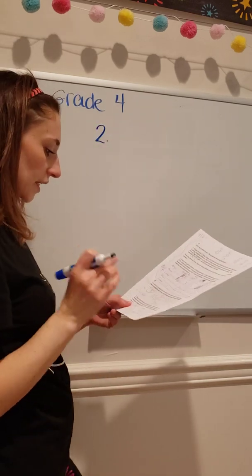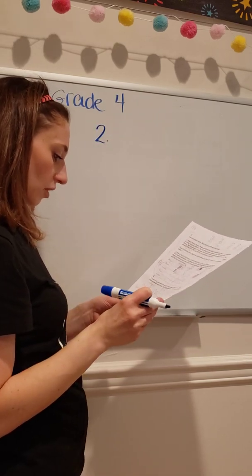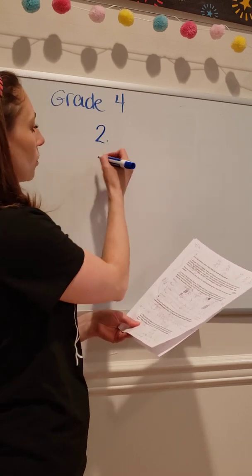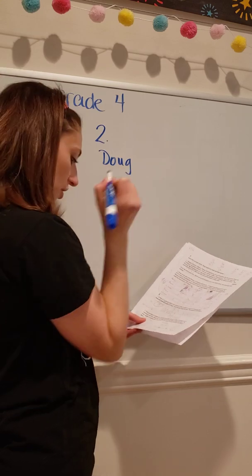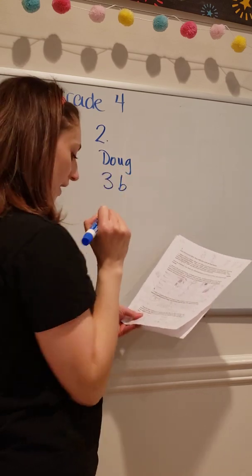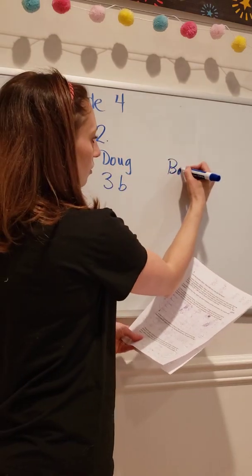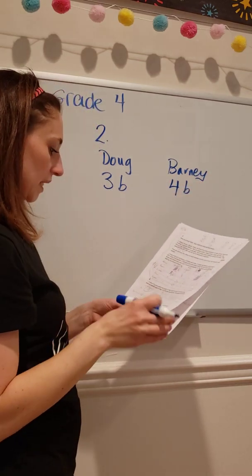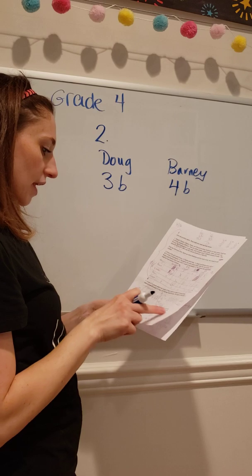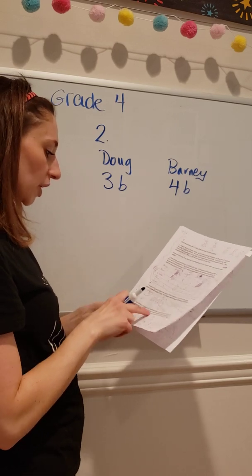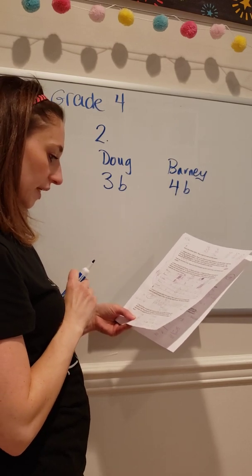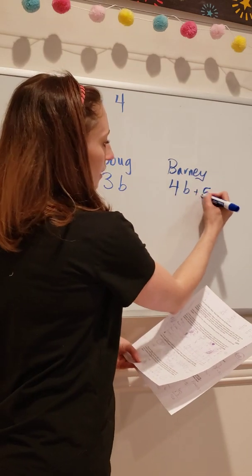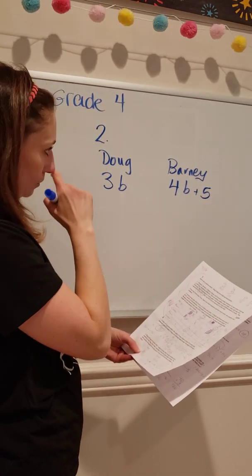Number 2. Doug has bags of marbles with 3 marbles in each bag. Barney has bags of marbles with 4 marbles in each bag. So for Doug it's 3 marbles per bag, and for Barney it's 4 marbles per bag. So 4 times B, 3 times B. And then it says, Barney has 5 more bags of marbles than Doug has bags of marbles. So how many do they have? He has 5 more than Doug.